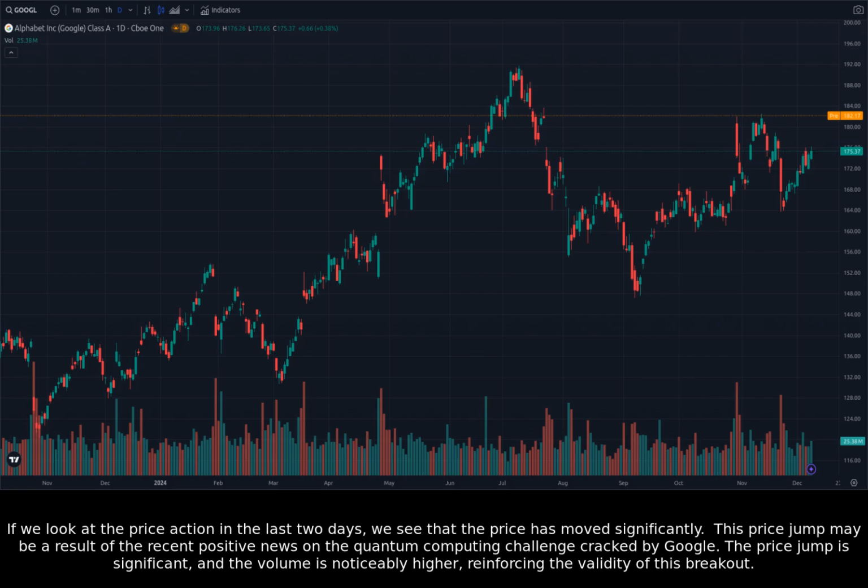If we look at the price action in the last 2 days, we see that the price has moved significantly. This price jump may be a result of the recent positive news on the quantum computing challenge cracked by Google. The price jump is significant, and the volume is noticeably higher, reinforcing the validity of this breakout.